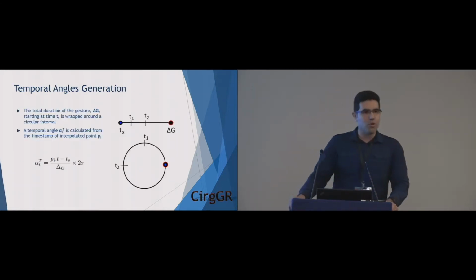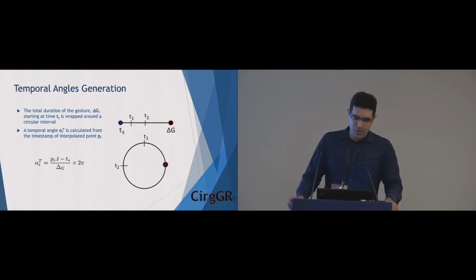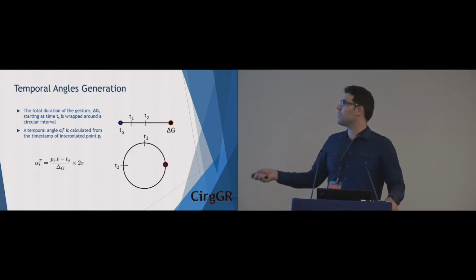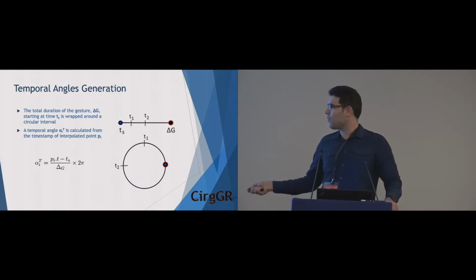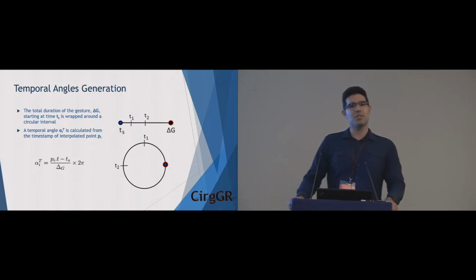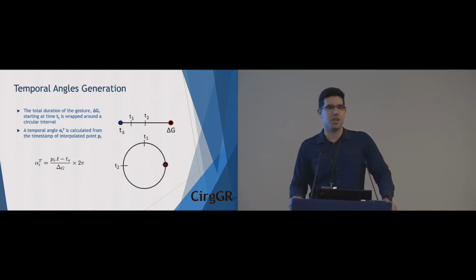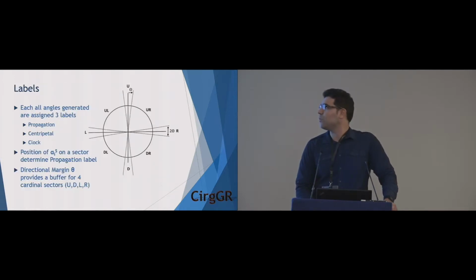Temporal angle generation is also done at the same time that spatial angles are generated, and they represent moments within the interval of the gesture. The best way to describe it is that you have the start of the gesture and the duration of the gesture, and an angle represents a moment in time of that gesture. If I were to say an angle of pi, I'm talking about roughly halfway in the gesture's interval. And we use this to mark certain points within the gesture as certain events happen within that gesture. And those events come in the form of labels.